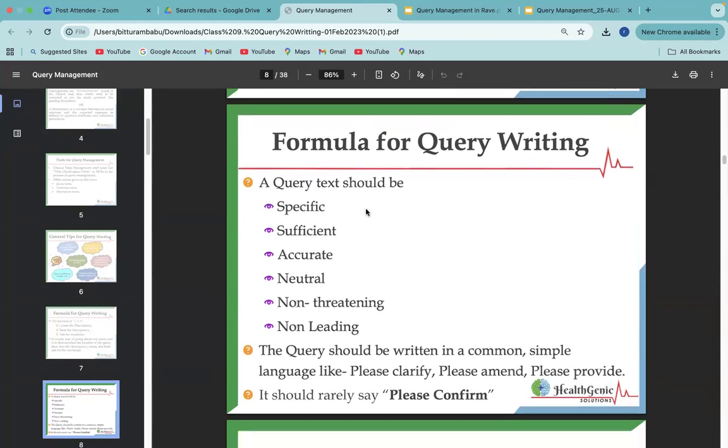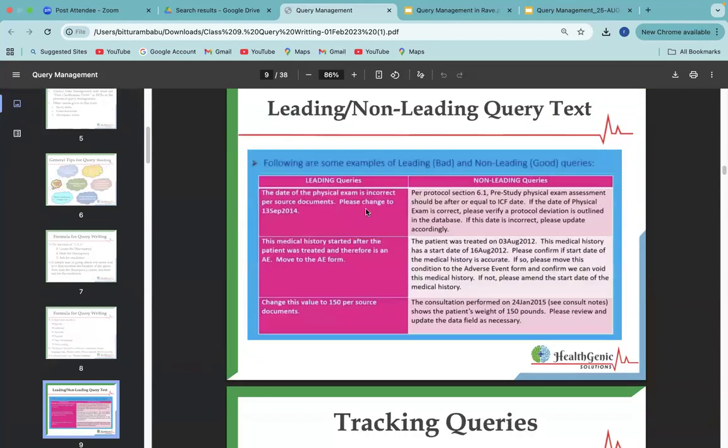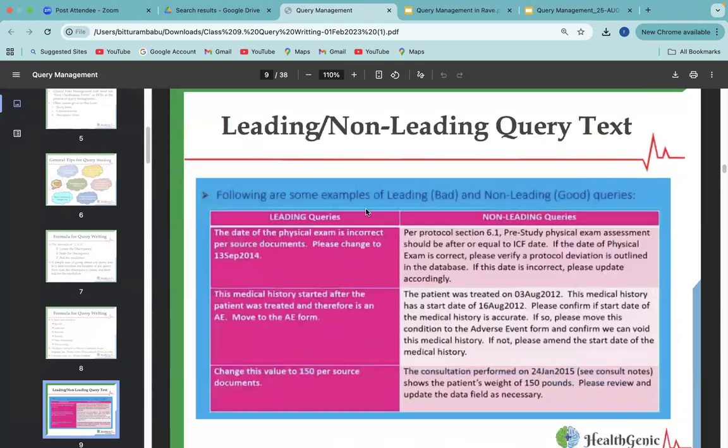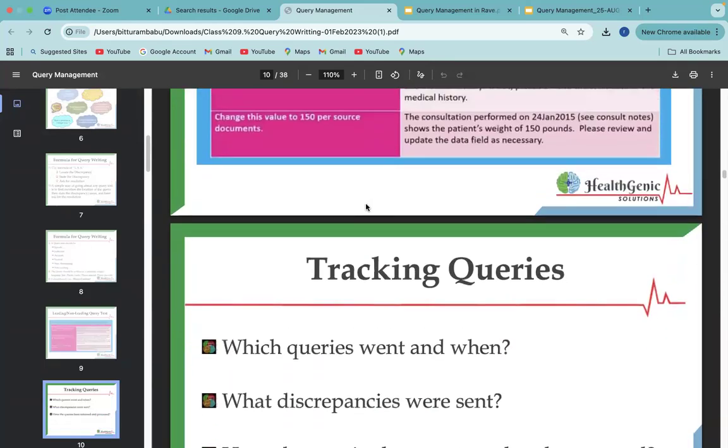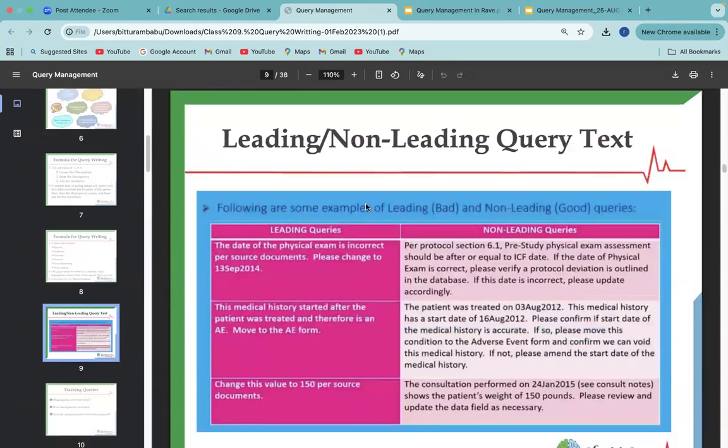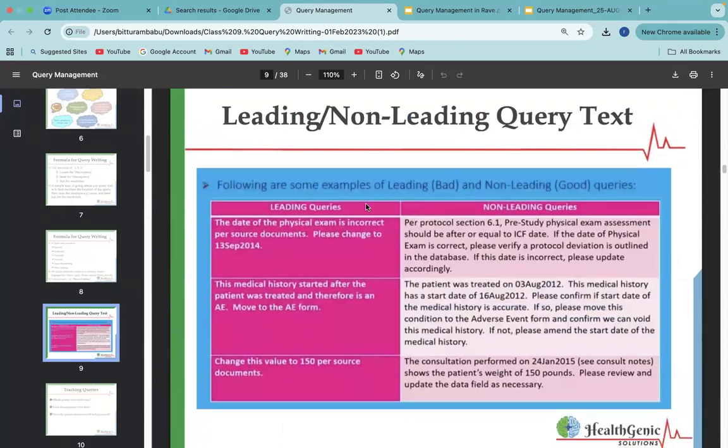Now, whenever we are writing a query, it should be specific, sufficient, accurate, neutral, non-threatening, non-leading. Neutral, non-threatening means... So tell me which query is good, which is bad, and why. I have two types here: leading queries and non-leading queries. You tell me why it is good, why it is bad. Take a minute and tell me.